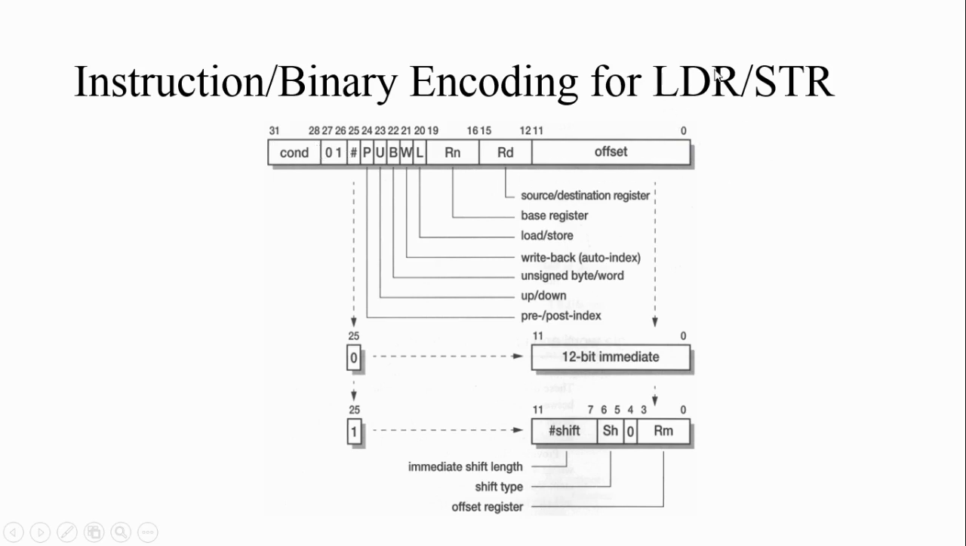So for LDR or STR, bits 0 to 11, these 12 bits, are used for representing the offset address, right? So for load, what do we mean by load? You are going to load data from a particular memory location to registers. Loading means you are loading from memory to register.